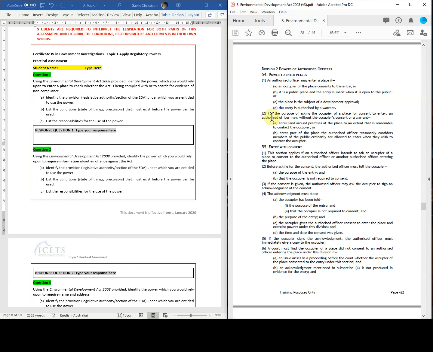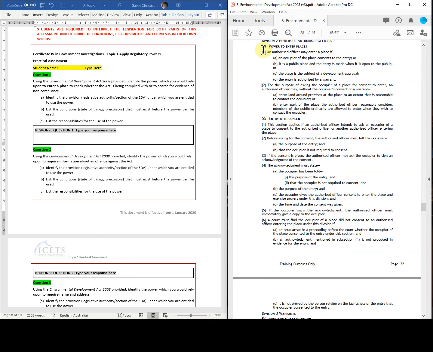We move to subsection 2, for the purpose of asking the occupier for consent. If you have a read of subsection 2, it is essentially saying that the authorised officer can enter onto land to ask for permission or ask for consent as part of the use of section 54. So does it place any conditions on us? Essentially no. It's a mechanism or machinery for us to be able to get on to ask for consent to enter. In terms of power to enter places, that's it for conditions, and section 54 places has no specific responsibilities in relation to entry of the place.